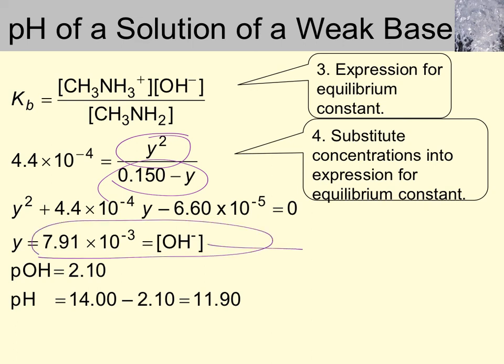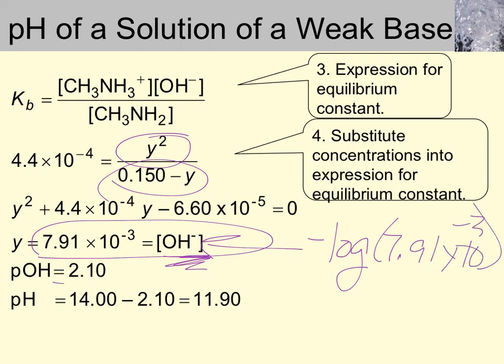Now remember that when you solve for X or Y, what you're getting is the hydroxide concentration. This problem asked for pH, not pOH. So when you take the minus log of the hydroxide concentration, what you get is pOH. You then have to convert that to pH by subtracting that value from 14. So our pH value is 11.90, which we would expect because we are dealing with a base, so your pH better be greater than 7. We're almost done.